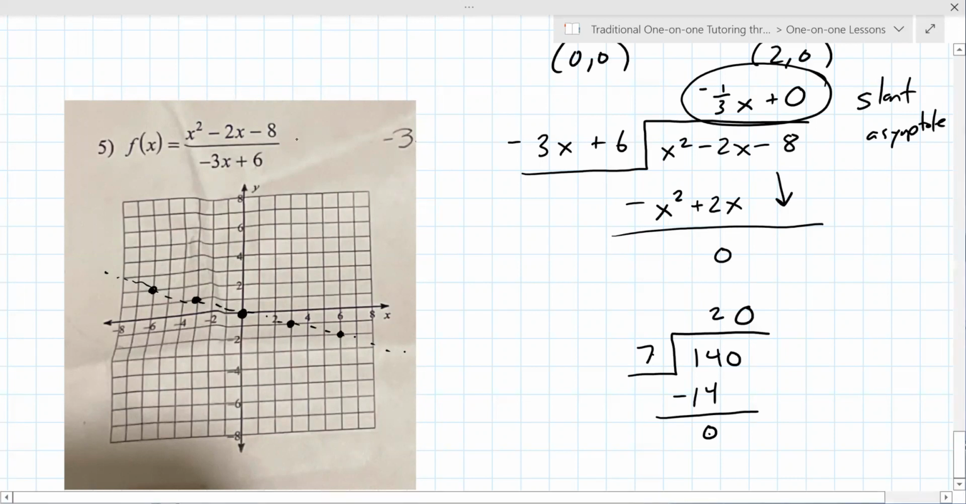So this thing factors into -3 times x minus 2. So there's a vertical asymptote at 2. And then the numerator factors into x minus 4, x plus 2. So it's got an x-intercept there and there. And then the y-intercept ends up being down here. So I know I've got a lot of dots.